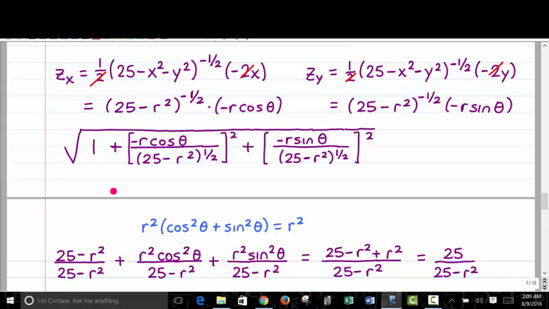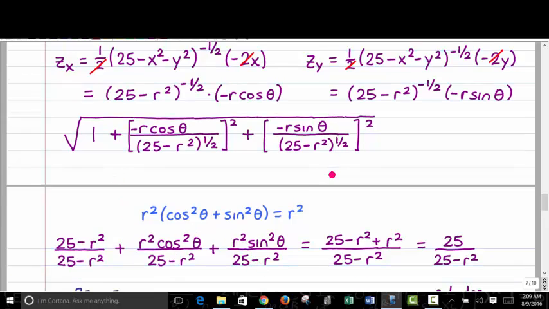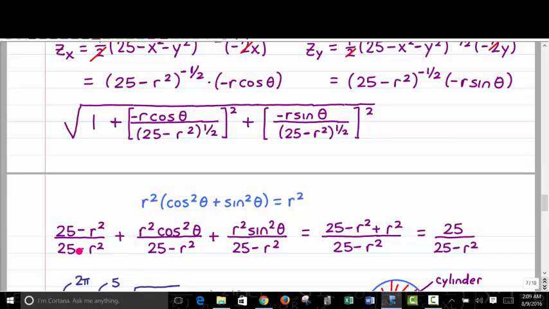What did I do with the 1? Well, notice the second and third terms have the same denominator, so I said, hey, why not make that 1 have the same denominator? So it's 25 minus r squared over 25 minus r squared, so you have common denominators. And look at this little relationship I wrote right up here. With those two, if you factor out an r squared, you have cos squared plus sine squared, which they taught me in trig school, equals 1. So really that whole thing just ends up being r squared. So we have 25 minus r squared plus r squared all over that denominator.